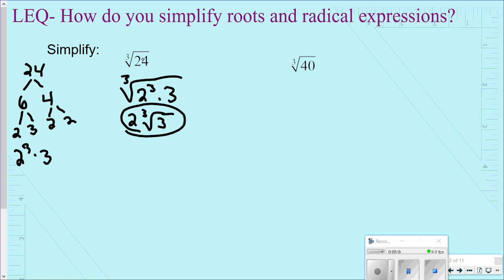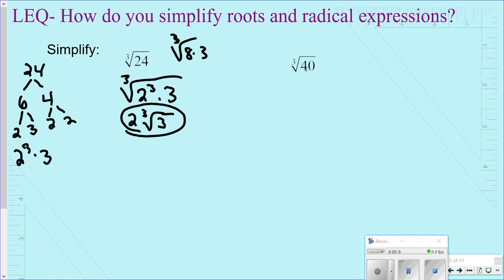Now, back to how I started this, I said if you're able to figure out what the perfect cube is, well, the perfect cube that goes into 24 is 8. So 8 is 2 cubed. So you could have gotten there a little bit quicker if you just knew that this was the cubed root of 8 times 3. Then you would get to this step here and then this final answer without having to do the prime factorization and the factor tree. Either way is fine, whether you need the tree or not is fine.